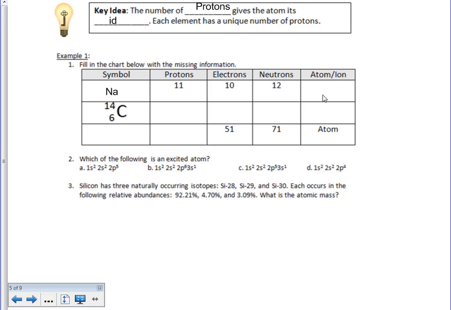Last part you have to identify is an atom or an ion. Remember, ions mean that you have more or fewer electrons than you do protons. In this case, we have one less electron, thus giving us a positively charged ion.